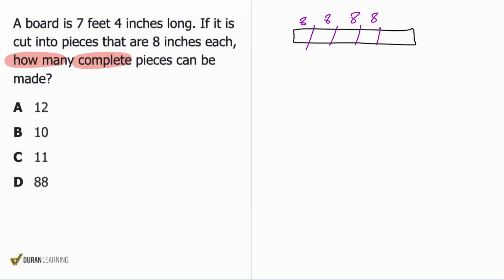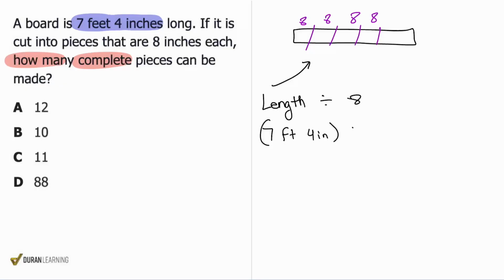So boom. So now that we know we're going to divide, all we need to do is divide the length that we're given. We're going to divide that by 8. But here's the problem. The length that we're given is 7 feet, 4 inches. Everybody, quick question. Is 7 feet, 4 inches one consistent unit? No, absolutely not, right? That's going to make it slightly awkward when we're trying to divide 7 feet, 4 inches, this whole thing, by 8.